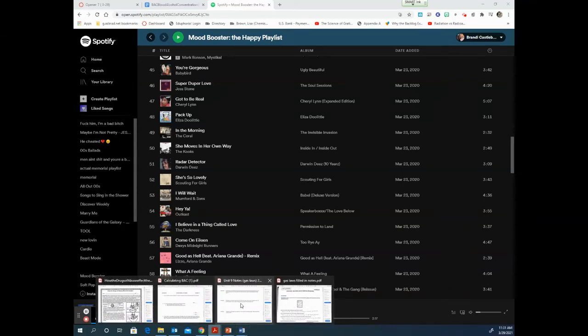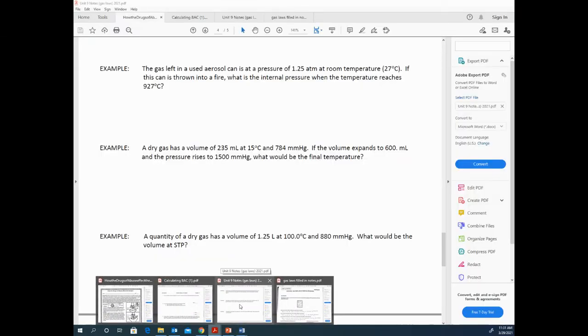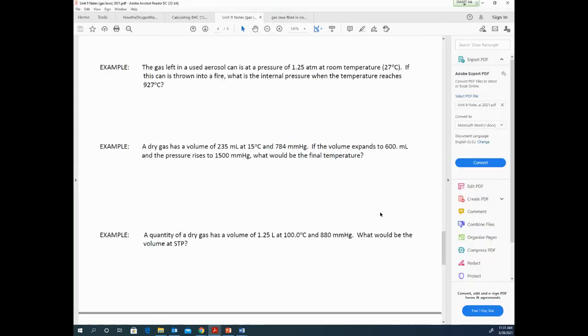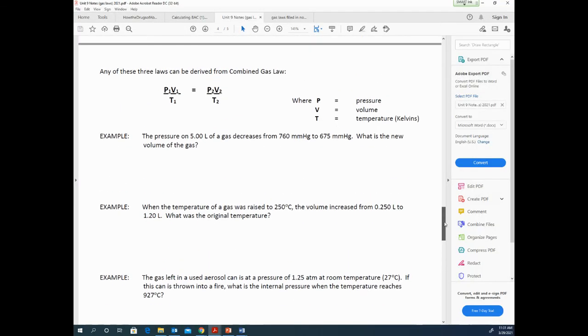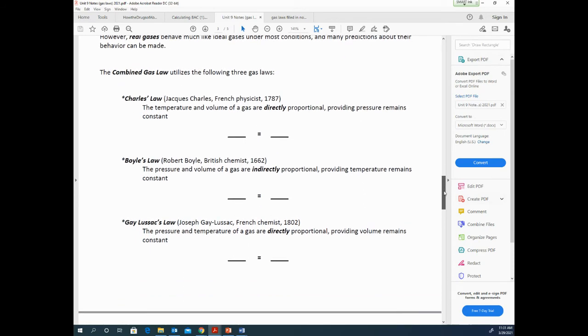Okay, guys. Pull up the right one, hopefully. Here we go. So we're finally putting together the combined gas law. Okay. Let me shut the door.